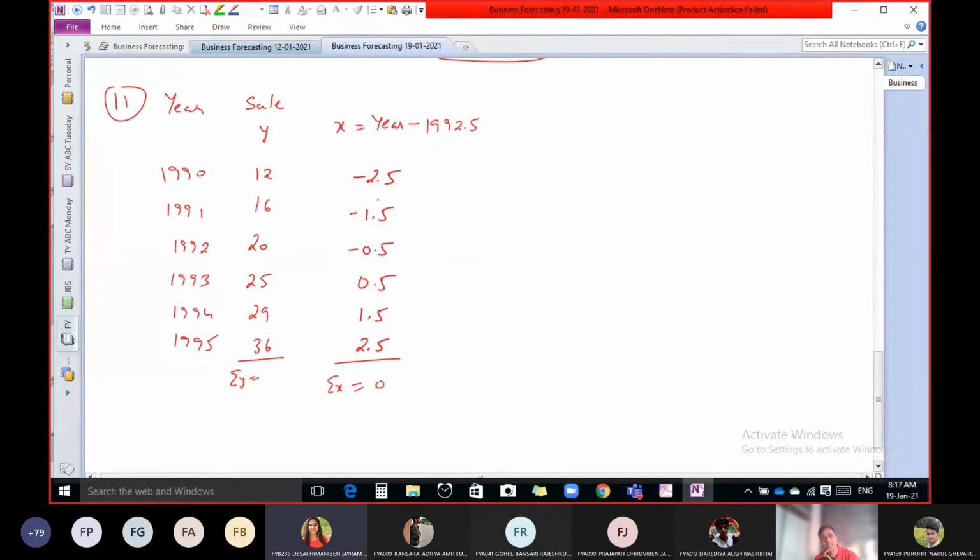Divided by 0.1. Just divide this by 0.1. That means multiplied by 10. Dividing any number, let us say a, by 0.1: a divided by 0.1. 0.1 is nothing but 1 divided by 10, and you can take this 10 in the numerator. So we get 10a. So dividing a by 0.1 is the same as multiplying a by 10.